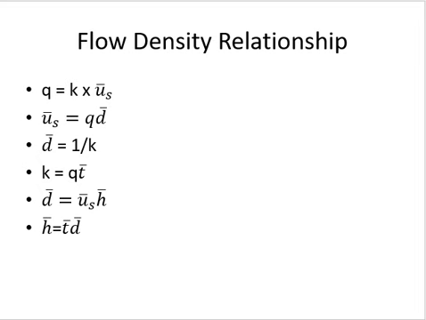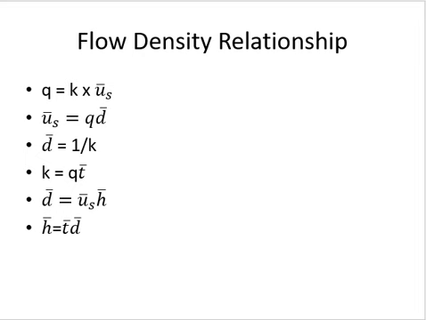There are relationships between different traffic flow parameters. These equations give you the relationships between different traffic flow parameters. So Q is flow, K is density, and US is space mean speed.